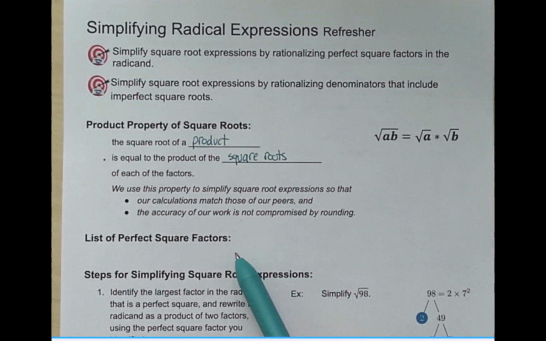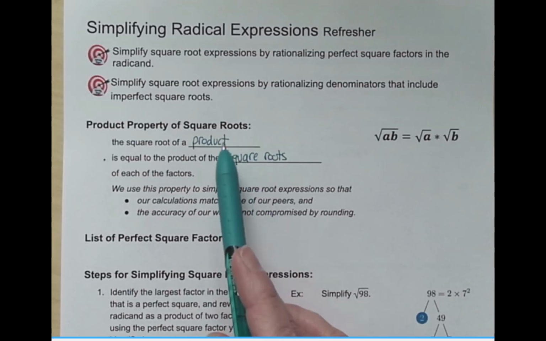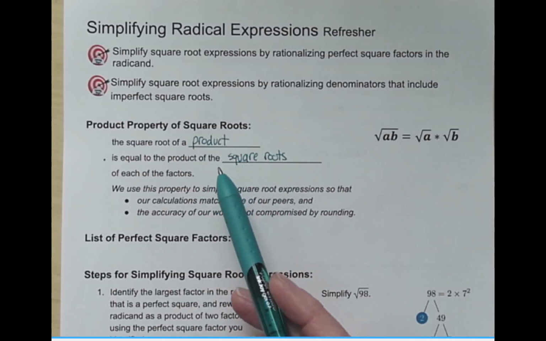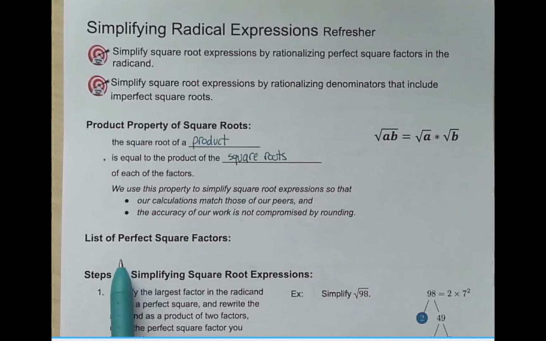In order to simplify radical expressions or square root expressions, we'll be needing the product property of square roots, and it's also going to be helpful to have a list of perfect square factors. So I'm going to generate a list of 15 perfect square factors for us to refer to as we're going through some examples here today.